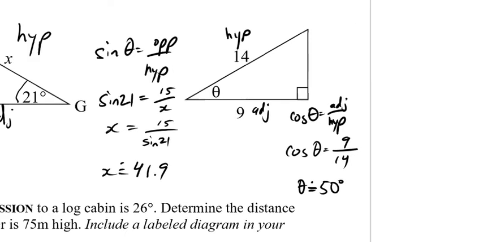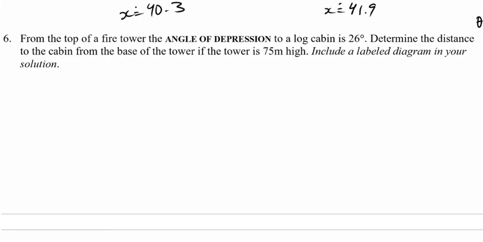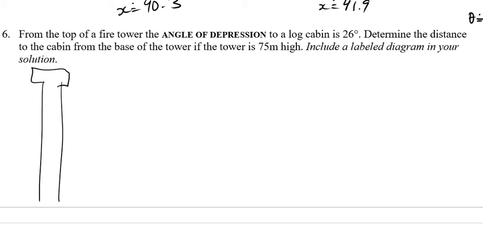You sure? Okay, I'm just gonna draw the diagram for this really quick because I want to give you some time to practice. From the top of a fire tower. So that's like in a national park or something, they have fire towers to watch for fires. The angle of depression to a log cabin is 26 degrees.